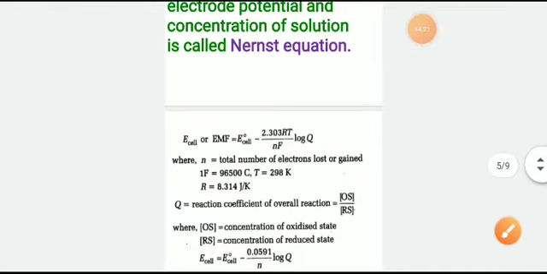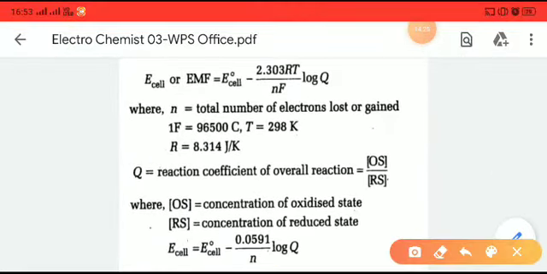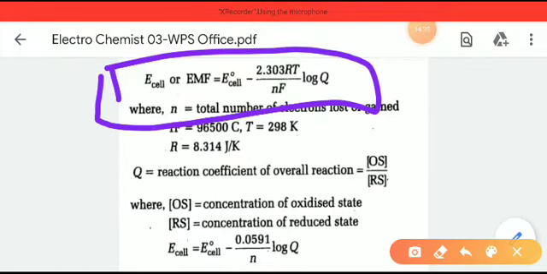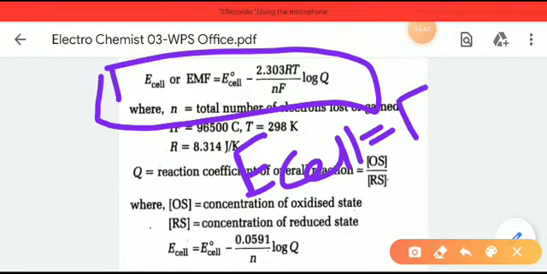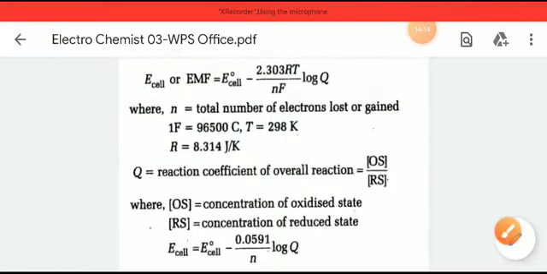So the equation is: E cell, or EMF, the electromotive force of the cell, is equal to E0 cell minus 2.303 RT by nF log Q.